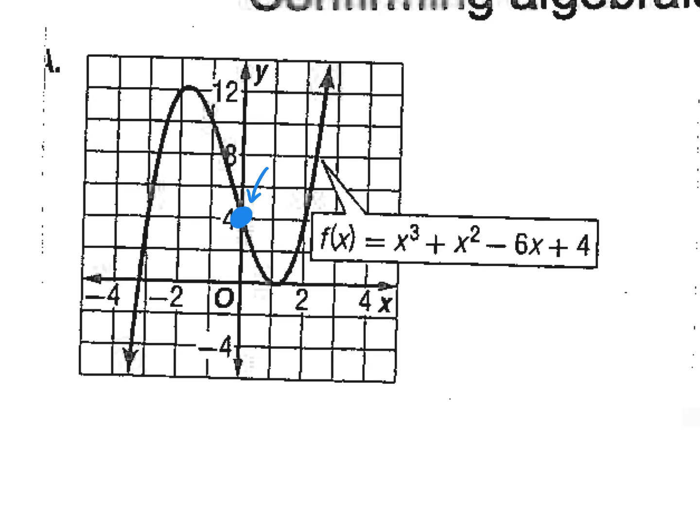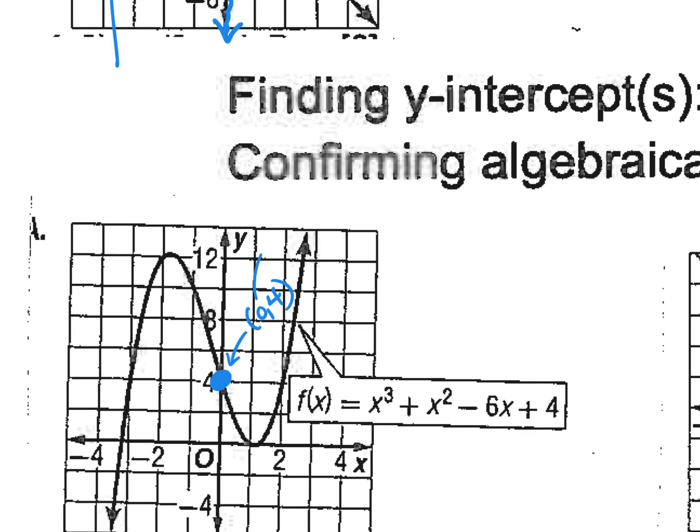The point 4 is here. Okay, so be careful. This is the point (0, 4). This tells me something algebraically. Where the line crosses the y-axis, the x value is always going to be what? 0. The x value is 0.